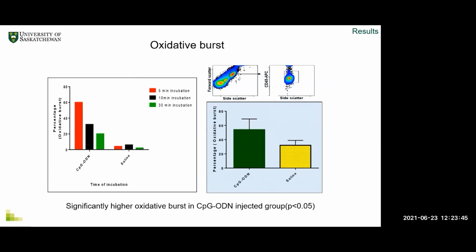Oxidative burst results: we found that heterophiles burst effectively, around 60% of burst activity, when incubated for 5 minutes. When we increase the incubation time up to 10 minutes and 30 minutes, the heterophiles' oxidative burst activity decreases. In this graph you can see the percentage of oxidative burst, and this was significantly higher in the CpG treated group compared to the saline group.